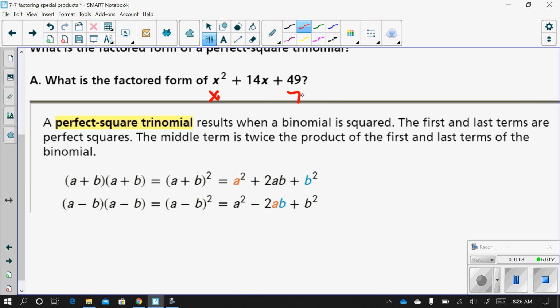Absolutely. It's just 7. Then it says multiply these two together, so I get 7x times 2. Does that match what's here in the middle? Absolutely. So we know that this is a perfect square trinomial. Okay, that's how you recognize it. Square root of the first, square root of the last, multiply them together and double it. That's what you get in the middle. Okay, that's a perfect square trinomial.